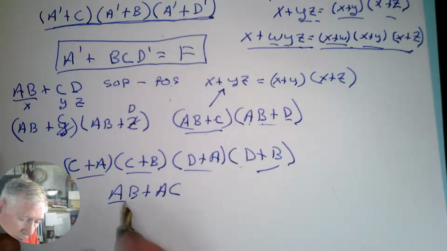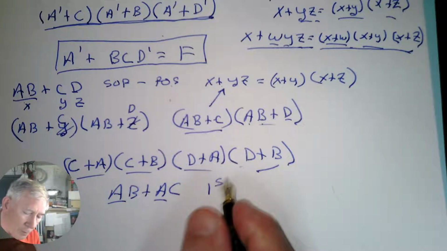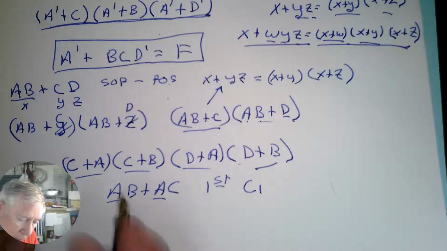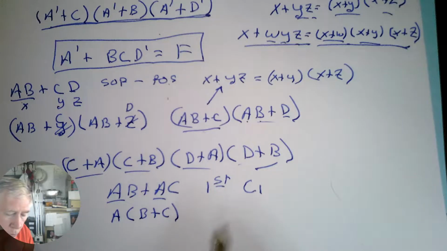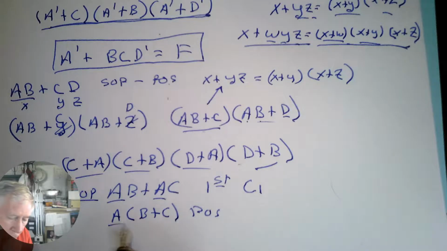Well, notice we've got an A in each term. That actually makes a big difference. Now we can use the first distributive law, our conversion 1, and we'll factor out the A. So we just have A times B plus C, and we're done. That's now in POS form. That's in SOP form. We have a degenerate case of an individual variable there.